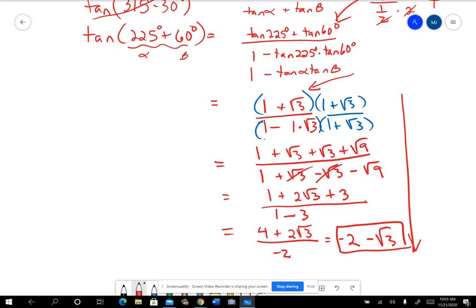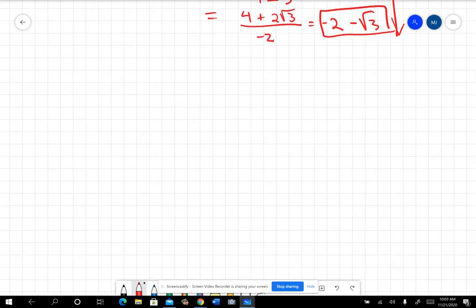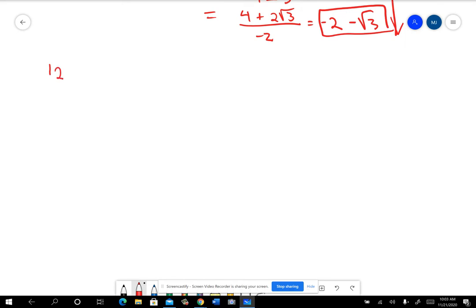I'm trying to decide between 11 and 12. Let me go ahead and look at question number 12. So I'm going to do 12 and 13. So on question number 12, this is an important type of problem.